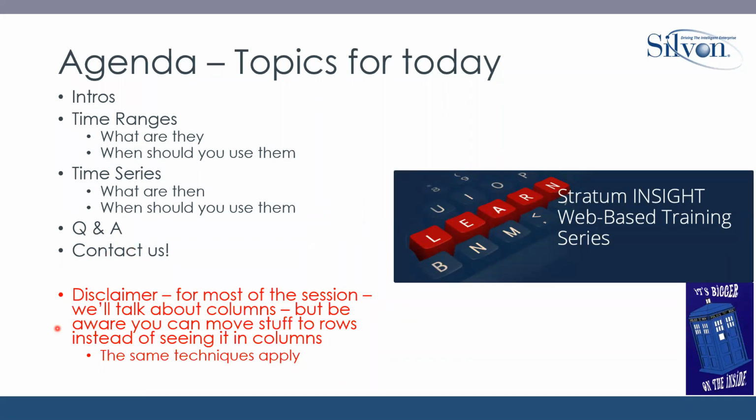As a disclaimer for this entire session, I'm going to talk about columns predominantly. When we talk about measures, if you remember, that means dollars, units, costs, whatever it may be, the numerical stuff you're looking at. I'm going to talk about them being in columns, but you can move stuff to rows, and everything I say about columns will apply to rows as well if you've moved your measures over to rows. But I'm going to focus on columns. That's far and away the most common thing we see from people, and it's the default in Stratum. So I'm going to go through that.